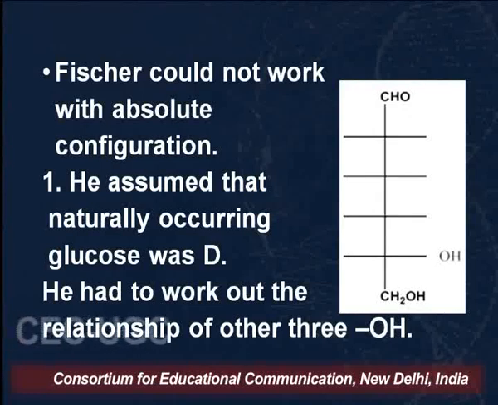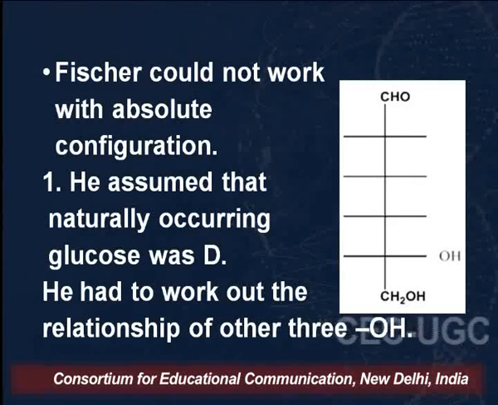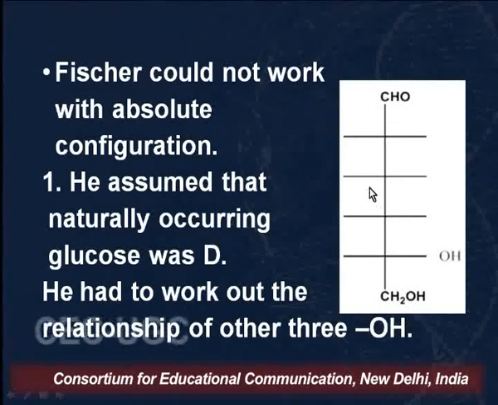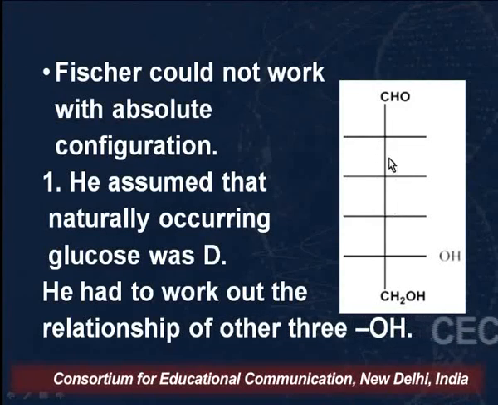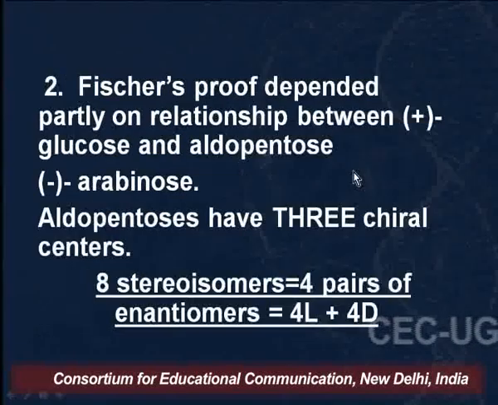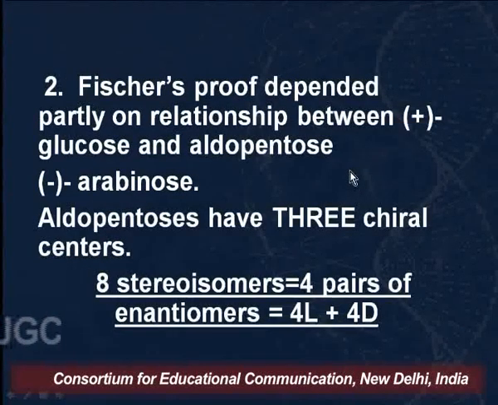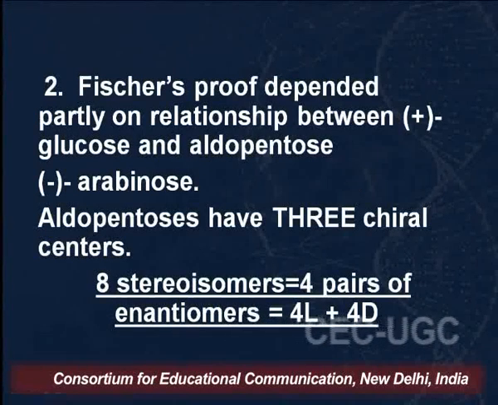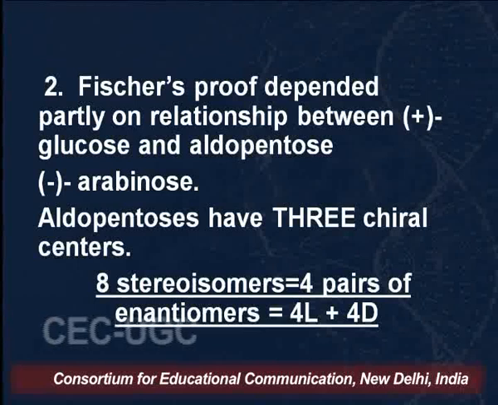So as shown on your screens, OH is on the right hand side at the highest numbered asymmetric carbon. And now he had to work out what will be the position of OH on these 3 chiral carbons, second, third and fourth, whether the OH will be on the right hand side or on the left hand side. For this, Fischer's proof depended partially on the relationship between plus glucose and a pentose which was arabinose, right?